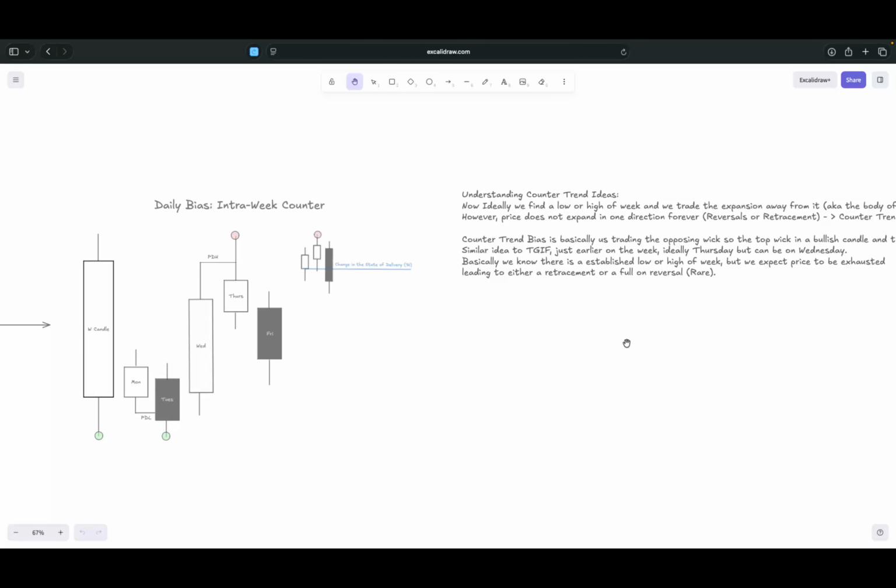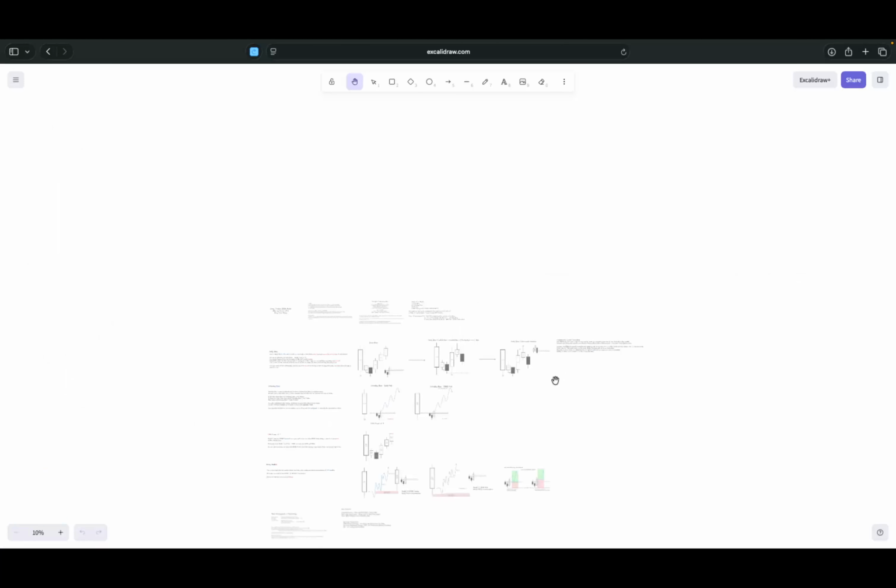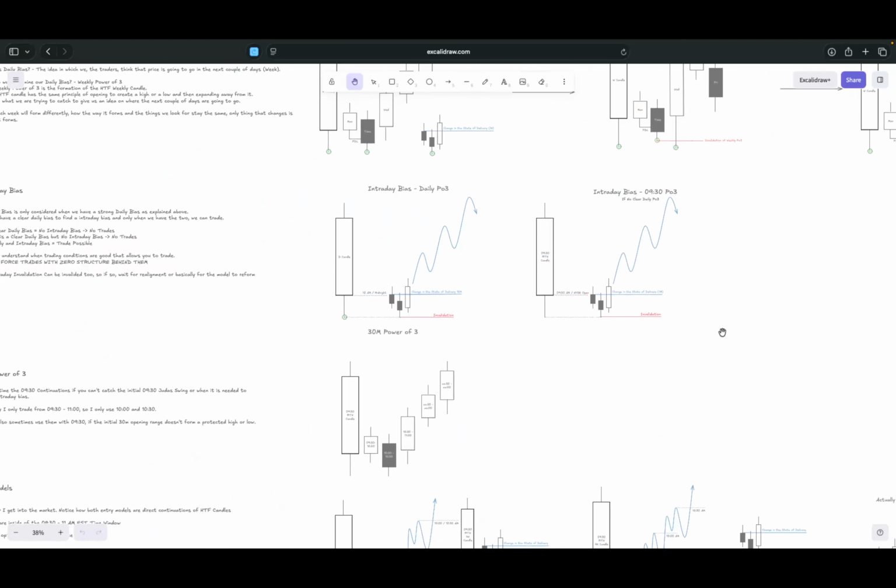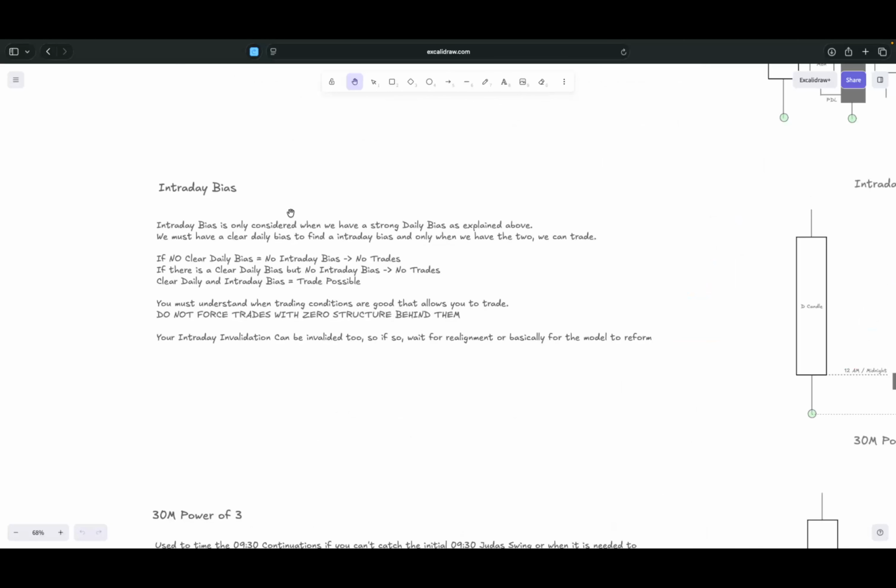So yeah, next thing's next, intraday bias. Intraday bias is only considered when we have a strong daily bias. So if we don't have a clear daily bias, right, if there's no low or high that you think has that change in state of delivery above or below the weekly open, a high or low that you don't think is going to be a high or low of the week, you don't trade, right?